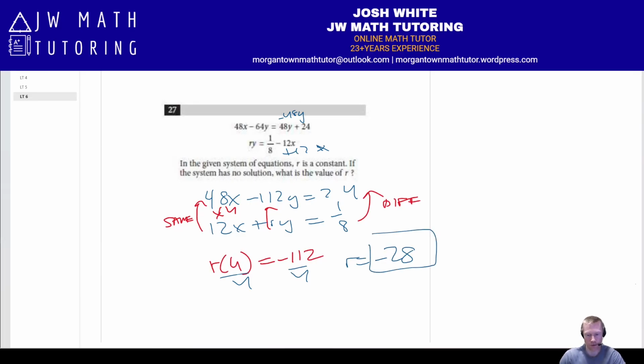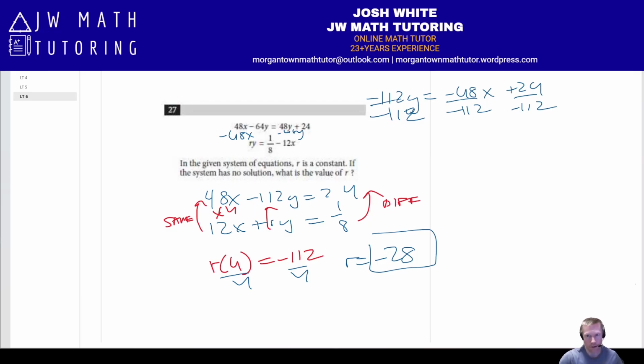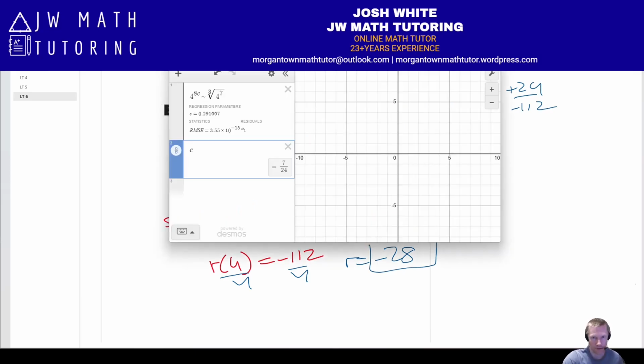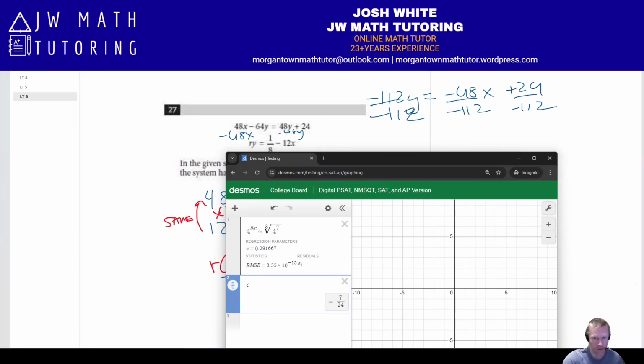I think this is the fastest, quickest way, but I'll show you the way that I think a lot of people would actually do it, which is to put both in slope-intercept form and then compare the slopes. So for the top one, I'm still going to subtract the 48y and get negative 112y, but I'm also going to subtract 48x and get equal to negative 48x plus 24. Then I'm going to divide by negative 112. Let's just jump to Desmos to get those simplified fractions.